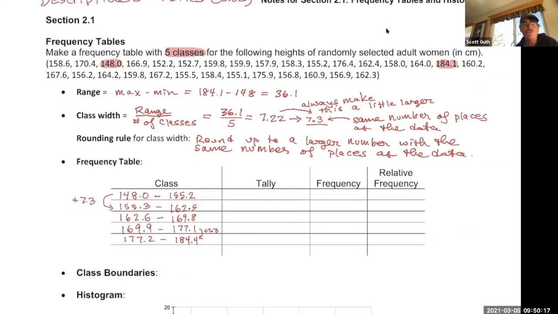Okay, now we just do tally marks. So generally what we would do is start crossing values off as we put a tally mark in the class that each value falls in. So first one's the 158.6 that goes in the second class. So I just put a tally mark there. And then a 170.4 and so on. That's the third class.